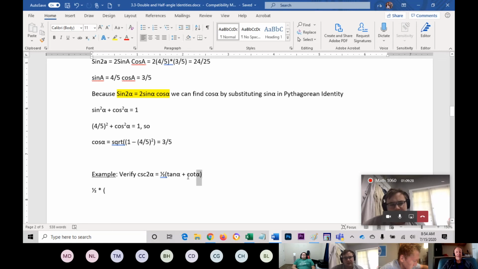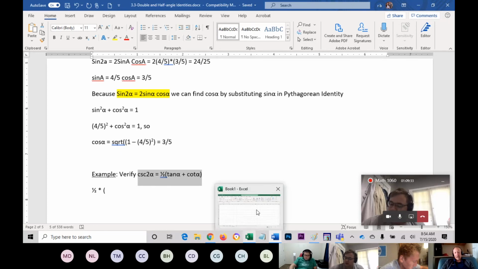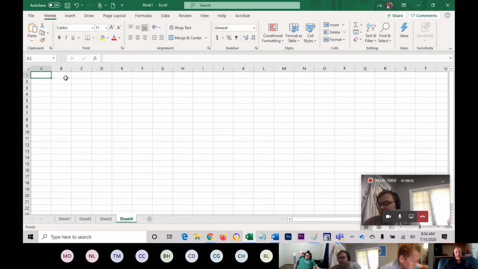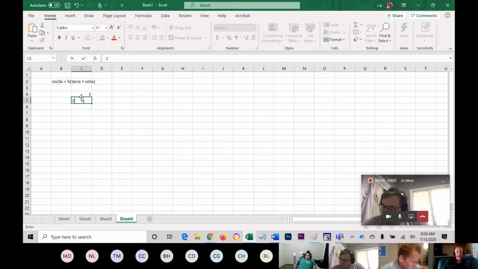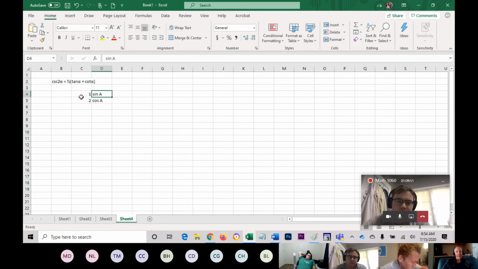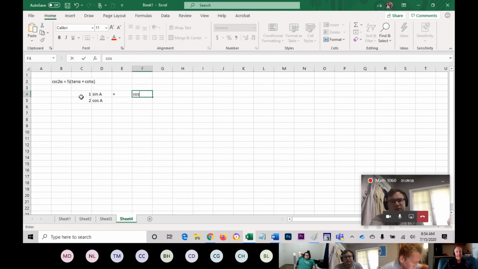You know what? I think I'm going to do this one in Excel because it's going to be a little bit easier. It's going to line up better. You could do, are you saying do it over like sine over cosine, sine alpha over cosine alpha? Yes, that's what I was thinking. Okay, so I've got my 1/2, and then we're going to write this as the sine of alpha over the cosine of alpha plus the cosine of alpha over the sine of alpha. Okay, these are still in parentheses.